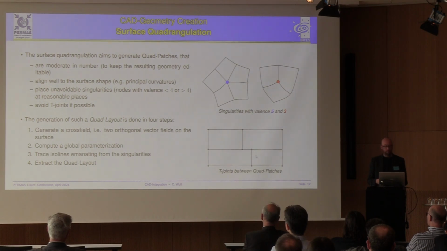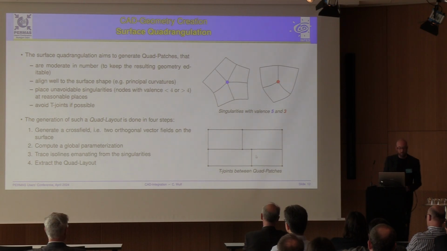In the first step, we generate so-called cross fields. These are two orthogonal vector fields on the surface. Second, we compute a global parametrization. Third, we trace isolines emanating from the singularities. And then we extract the quad layout.